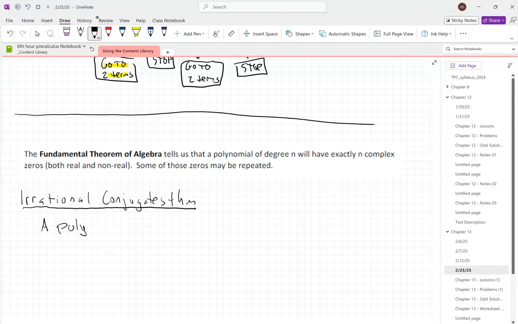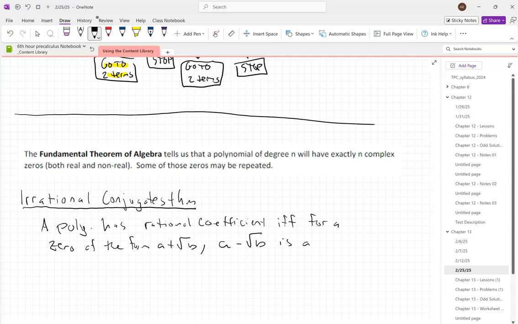So this says a polynomial has rational coefficients if and only if for any zero of the form a plus square root b, a minus square root b is also a zero. And that's just saying where b's are not perfect squares.